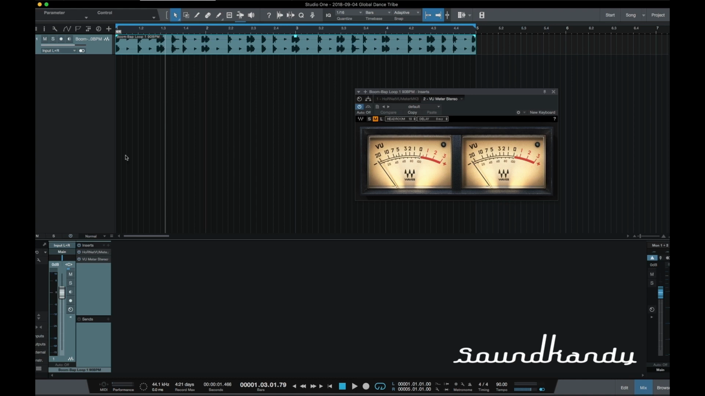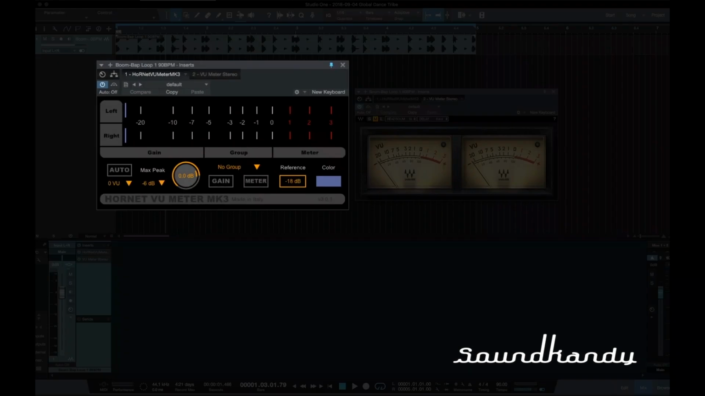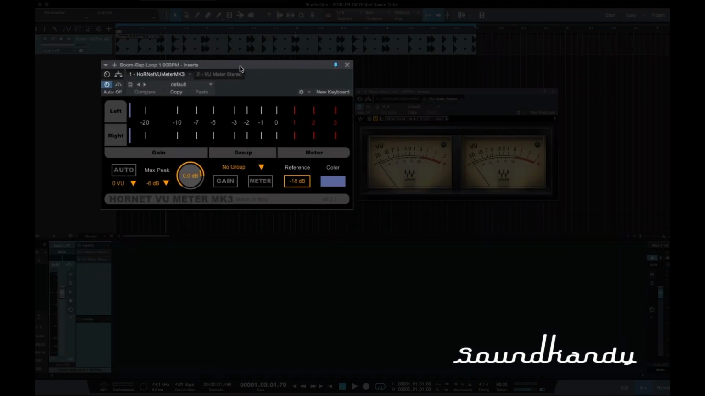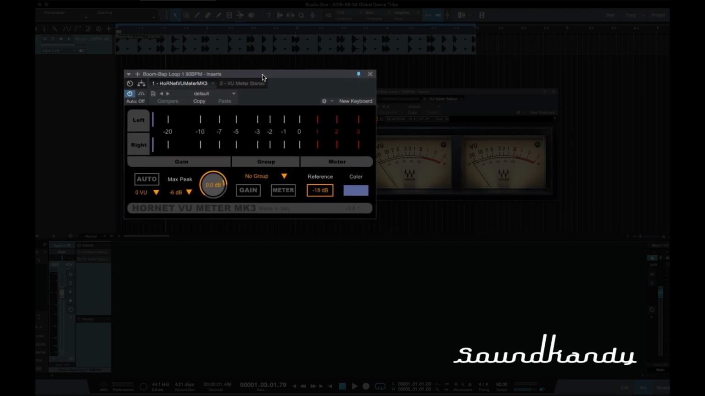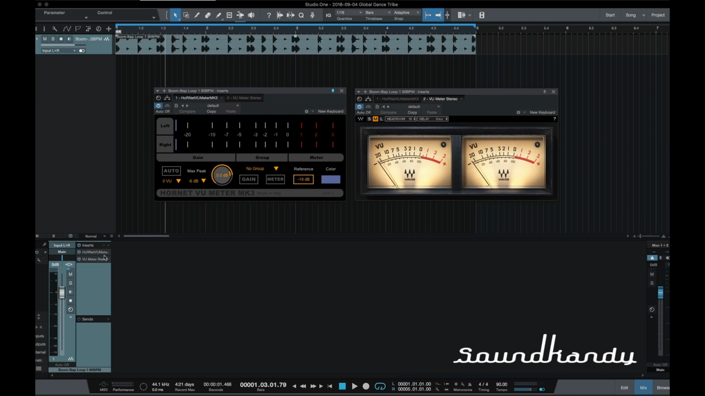There's a nice little plugin that I often use to solve this problem, and it's this one here. It's the Hornet VU Meter Mark III. It's a really, really inexpensive plugin, and I love using it. I'm going to show you why. We've put these two plugins into the chain, so here's your Hornet and there's your VU.